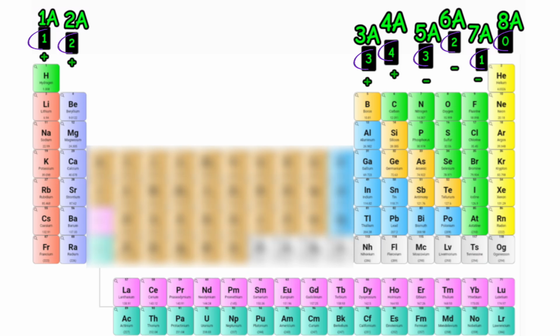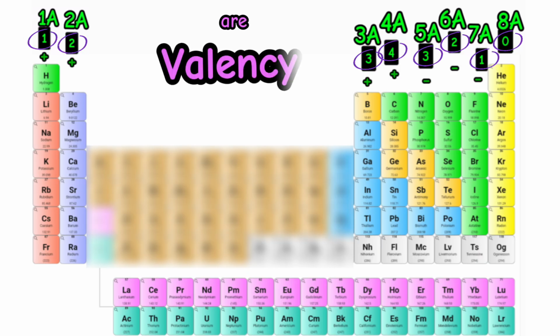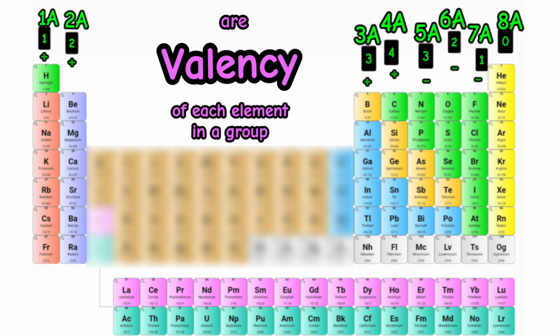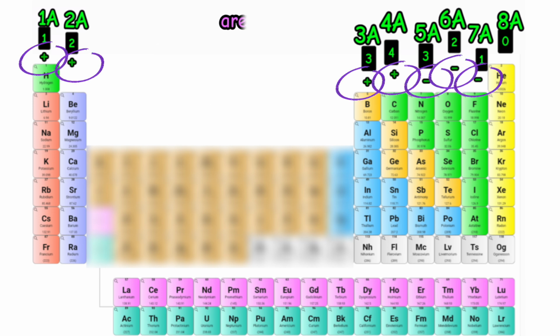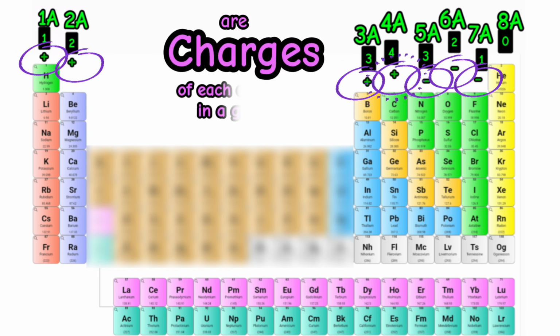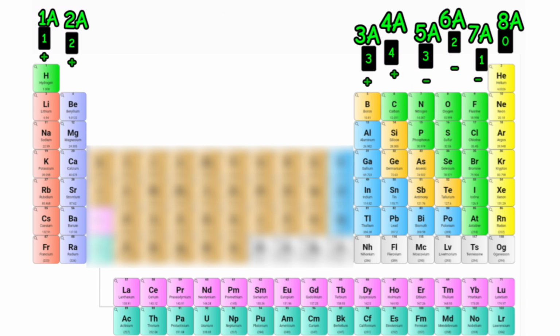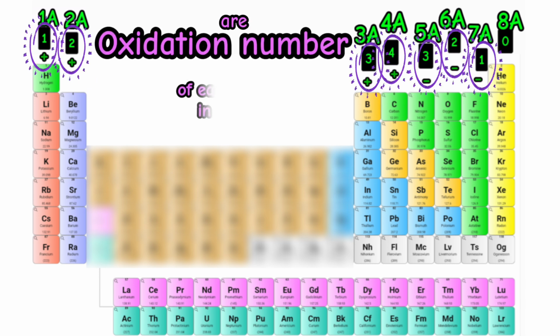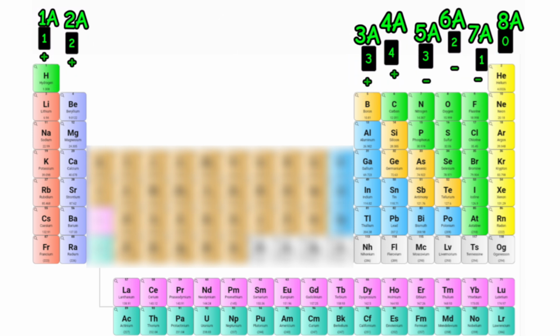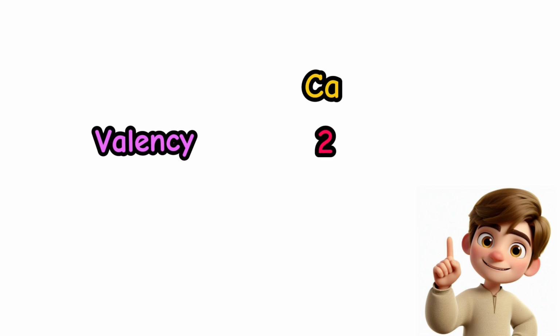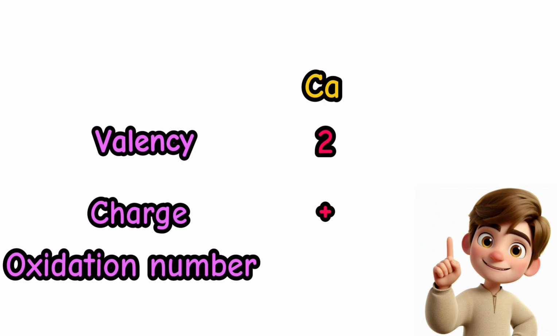Notice that these are the valency of each element in a group, and these are the charges of each element in a group, and these are the oxidation numbers of each element in a group. For example, the valency of calcium is 2. The charge of calcium is plus 2. The oxidation number of calcium is +2.